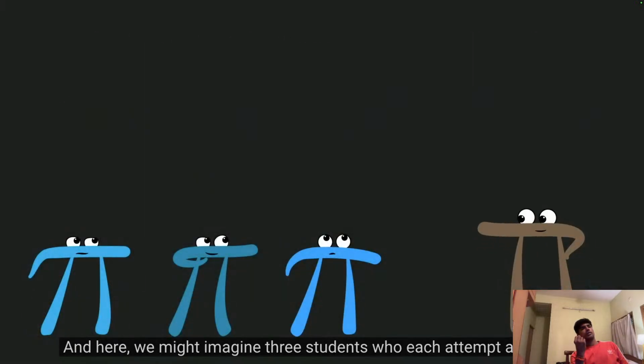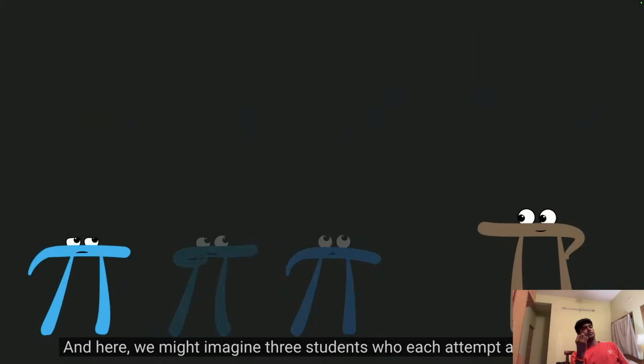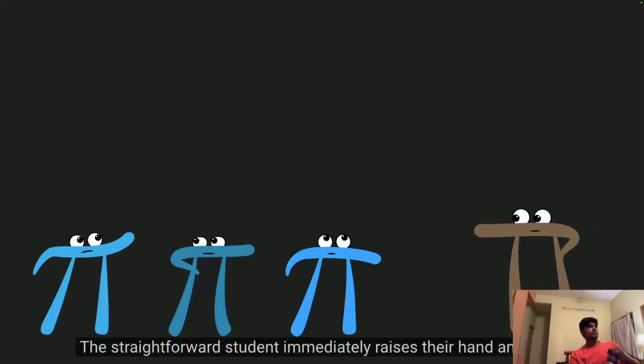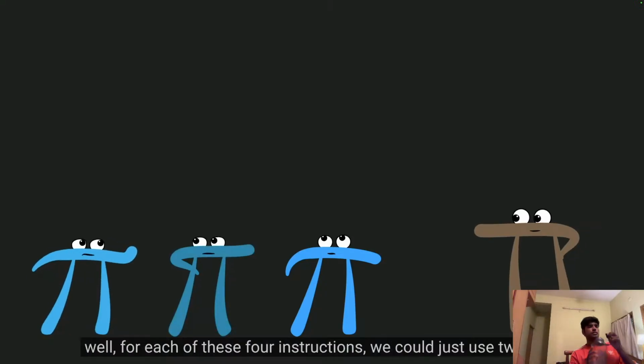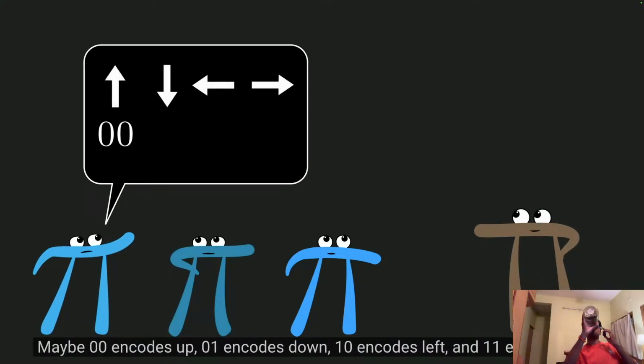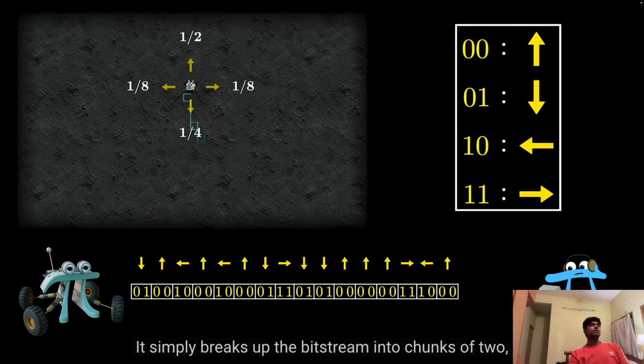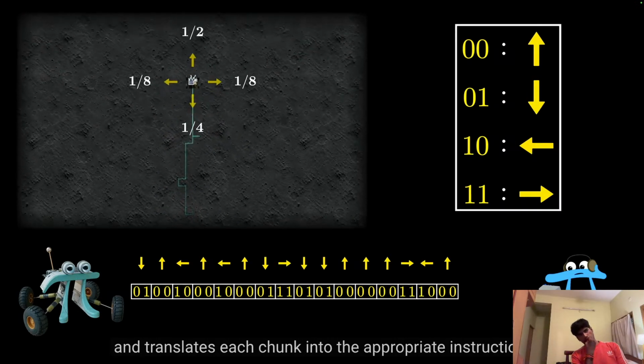And here, we might imagine 3 students who each attempt an answer, one who's straightforward, one who is clever, and one who is very theoretical. The straightforward student immediately raises their hand and says, well, for each of these 4 instructions, we could just use 2 bits. Maybe 00 encodes up, 01 encodes down, 10 encodes left, and 11 encodes right. On the receiving end, this makes it very easy for the robot to decode. It simply breaks up the bit stream into chunks of 2 and translates each chunk into the appropriate instruction.